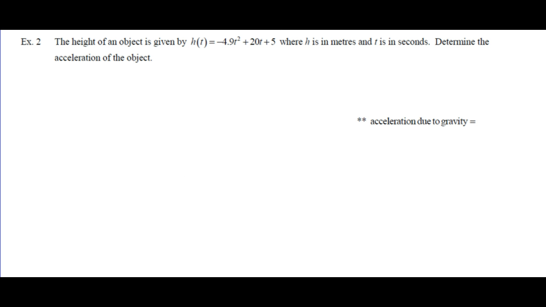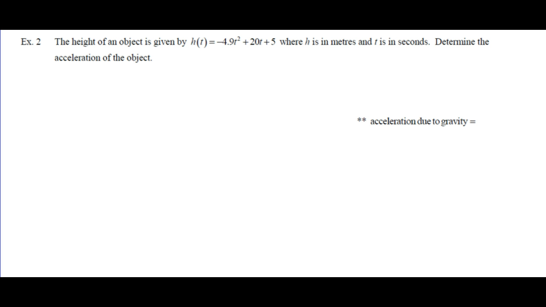The height of an object is given by h of t equals negative 4.9 and so on, where t is time. Determine the acceleration of the object. So what do we have to do first?